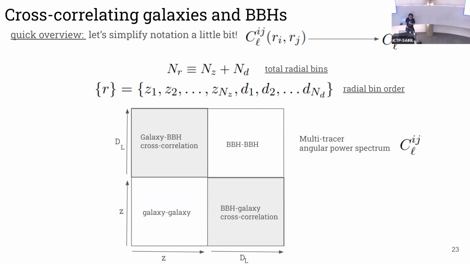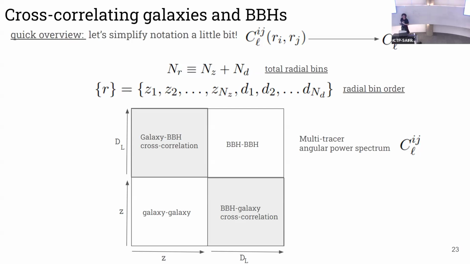We call the cross correlation the angular power spectrum C_l^{ij}. i is the tracer i, and it is in the radial bin i. So we're just going to remove the radial bin notation to keep things simple. And the way that we combine every different correlation is by creating only one array of radial bins. The first are the redshifts, and after the redshifts, you have the luminosity distances.